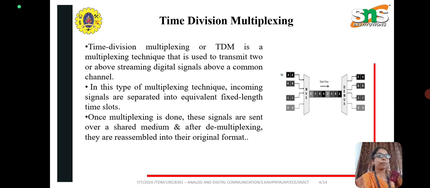Time division multiplexing, or TDM, is a multiplexing technique that is used to transmit two or more streaming digital signals over a common channel. In this type of multiplexing technique, incoming signals are separated into equivalent fixed length time slots. Once multiplexing is done, these signals are sent over a shared medium, and after demultiplexing, they are reassembled into the original format.